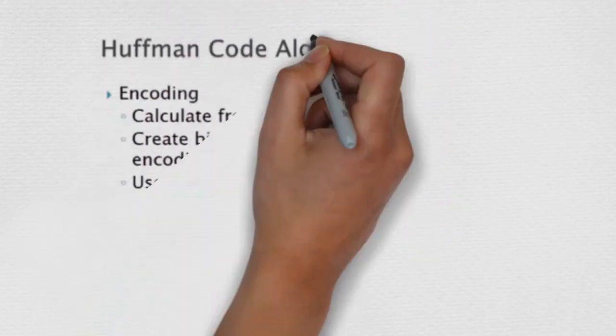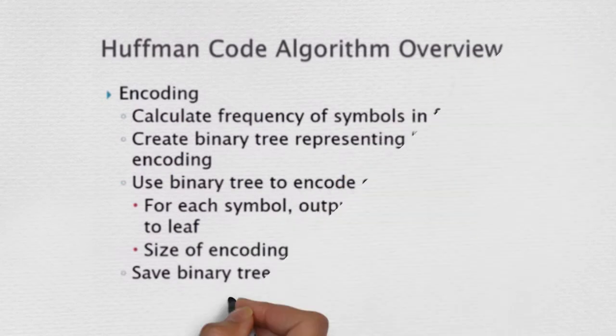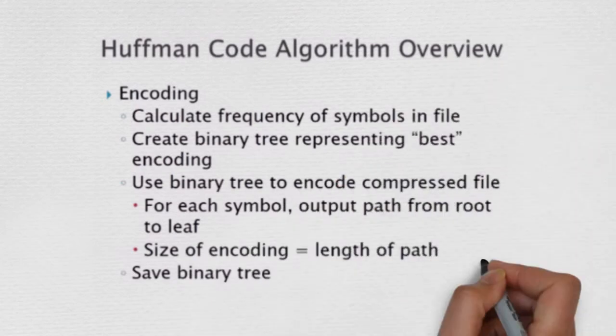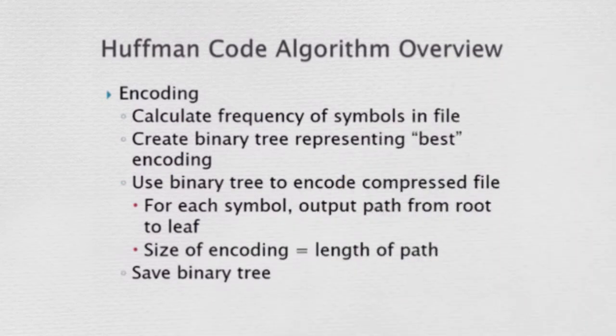Now if you go to the overview of Huffman code, to encode the data, first we need to calculate the frequency of each symbol in the file. Then create a binary tree to encode the compressed file. As discussed in the previous example, encoding of each symbol is the path from root to leaf. Size of encoding will be equal to the length of the path. Then save the binary tree.